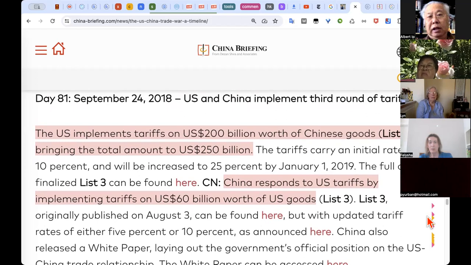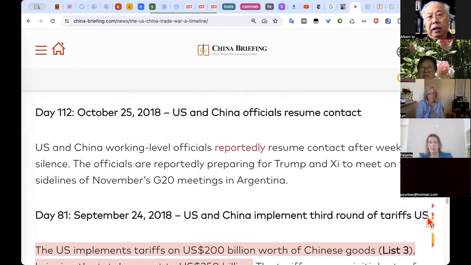China responded by implementing tariffs on $16 billion worth of U.S. goods. China cannot respond to $200 billion worth of U.S. goods because there just isn't that much U.S. goods to be imported into China. So China cannot match. So what has been matching is now a lot less. You implement 200, I respond with 60 billion. That pattern continues.